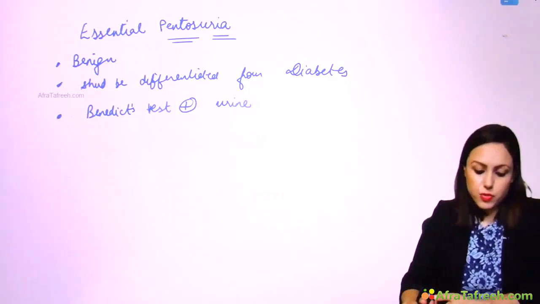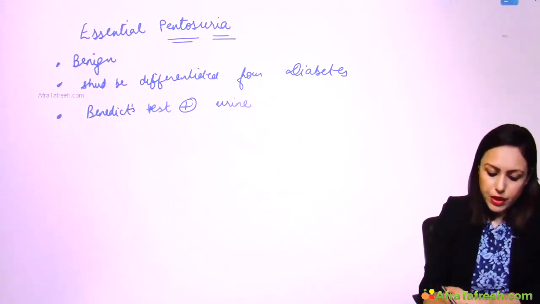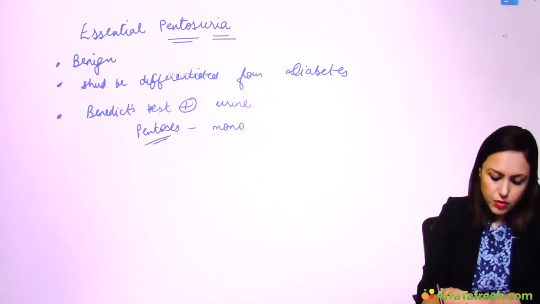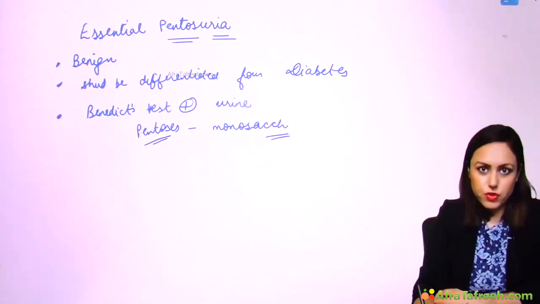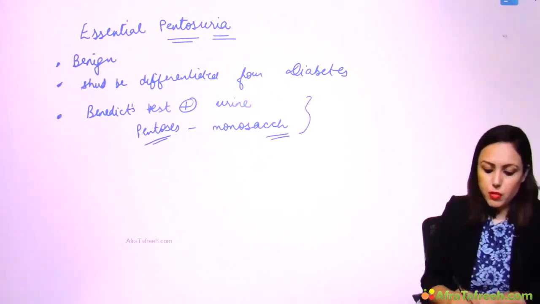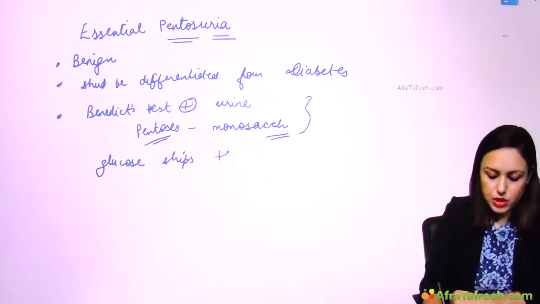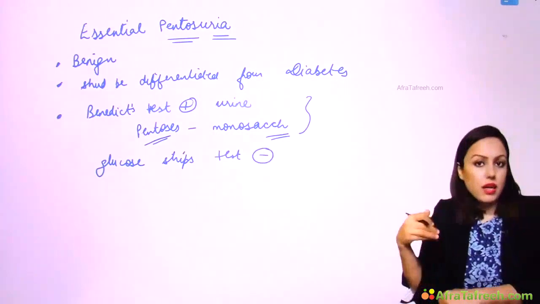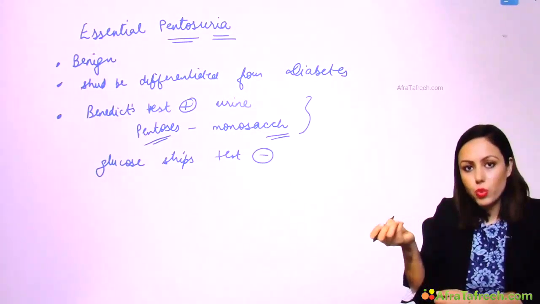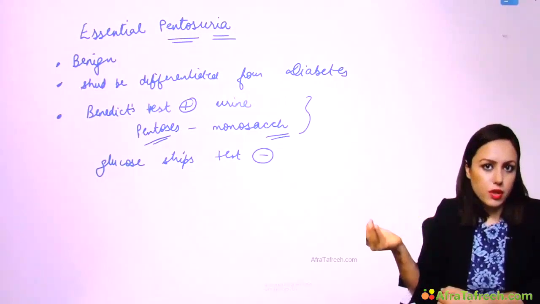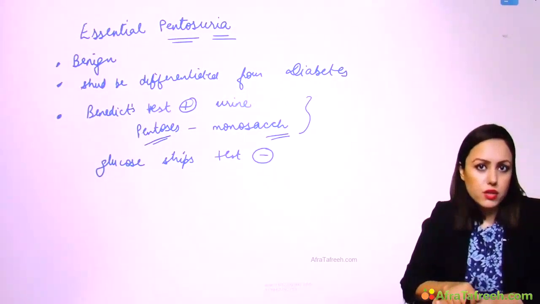Why is Benedict's test positive here? Because pentoses are present in urine. Pentoses are monosaccharides, and any monosaccharide gives Benedict's positive. So that's why. But in this case of essential pentosuria, glucose strip test will be negative, indicating that this monosaccharide which is giving Benedict's positive is not glucose but some other thing, and that is xylitol.